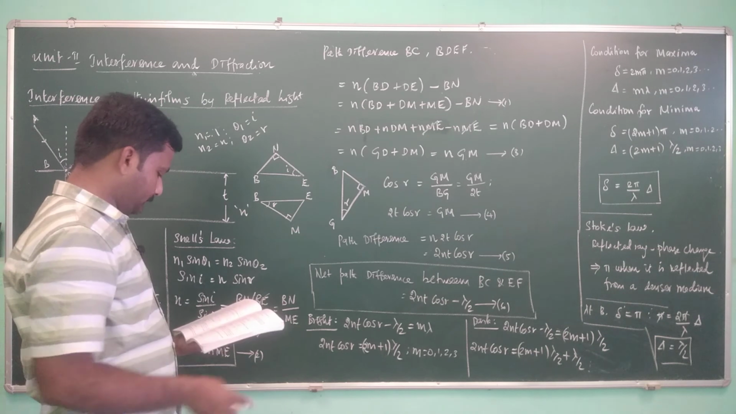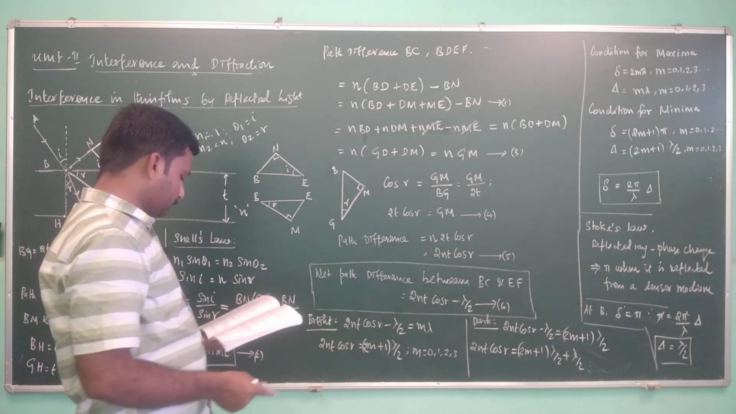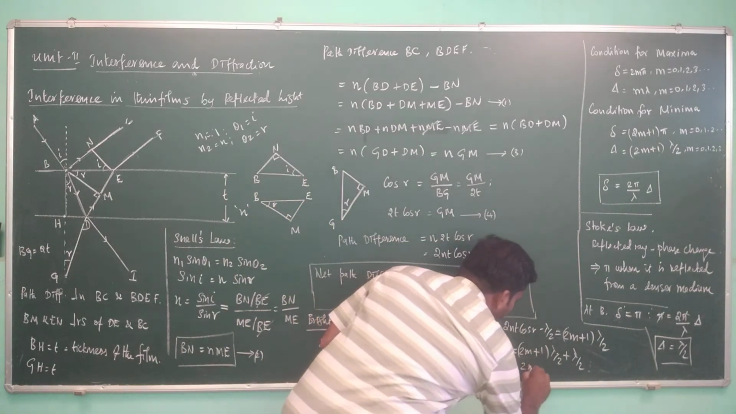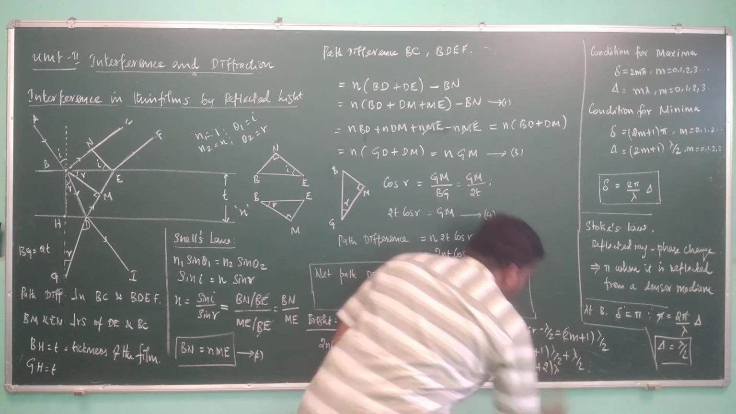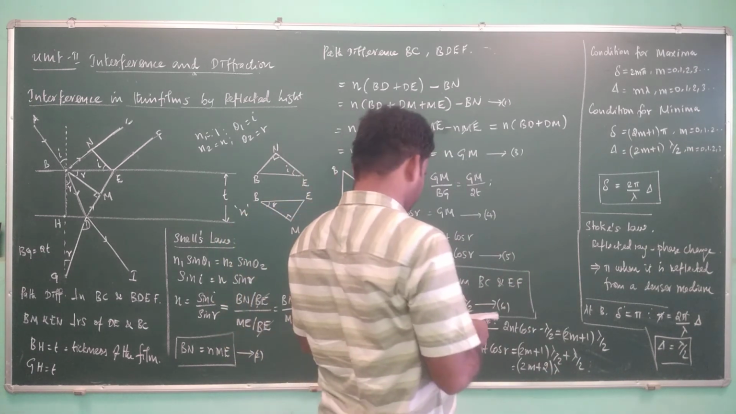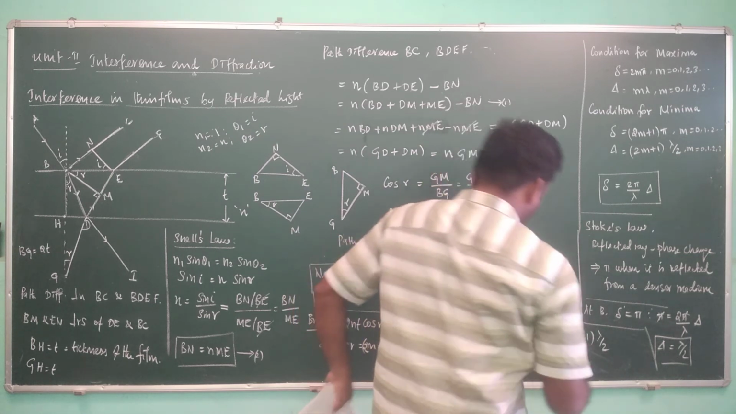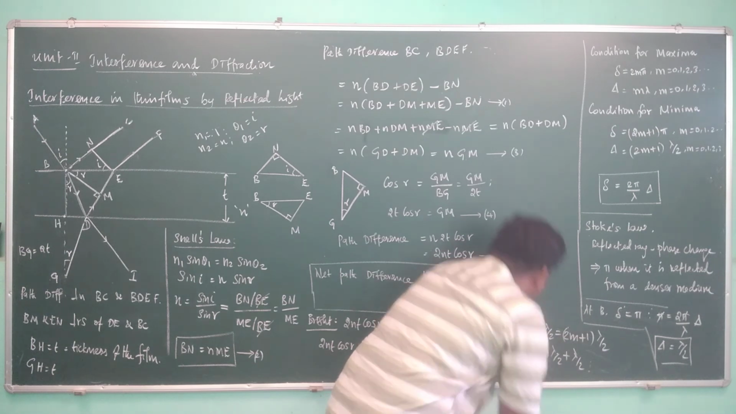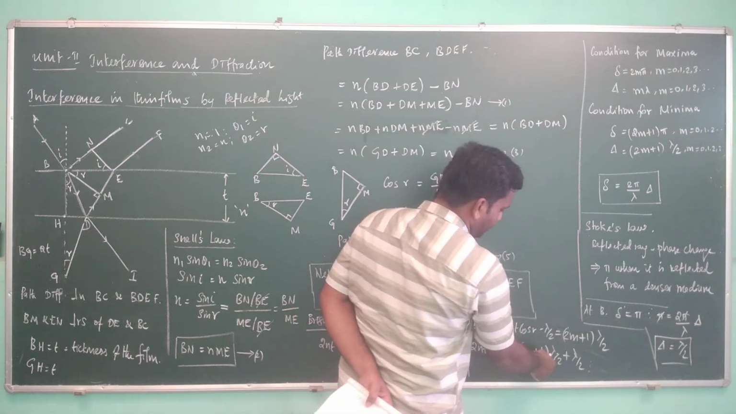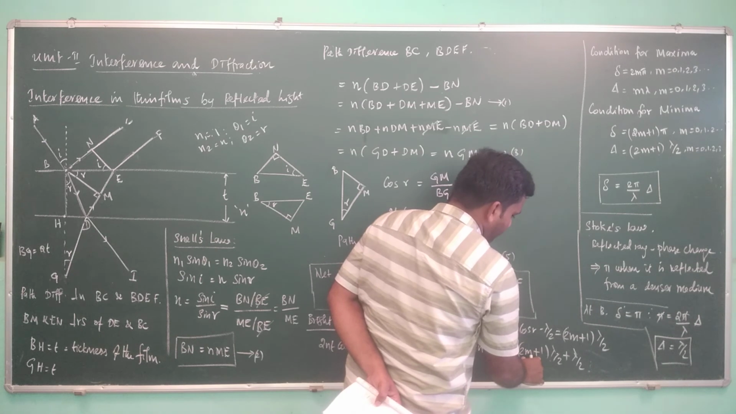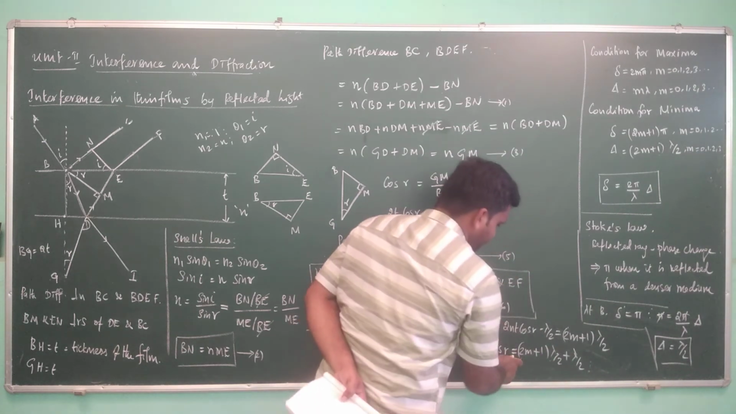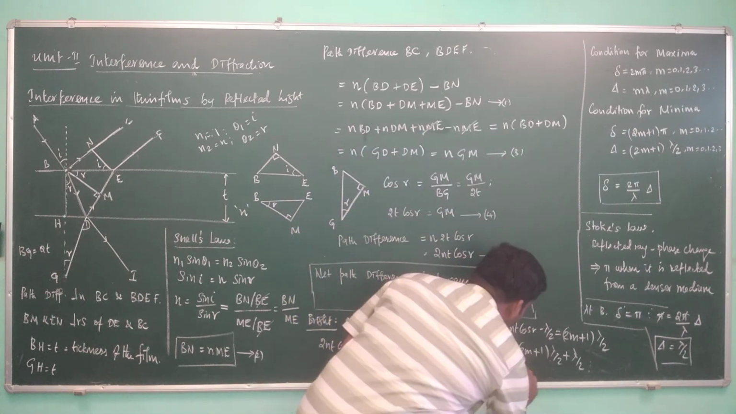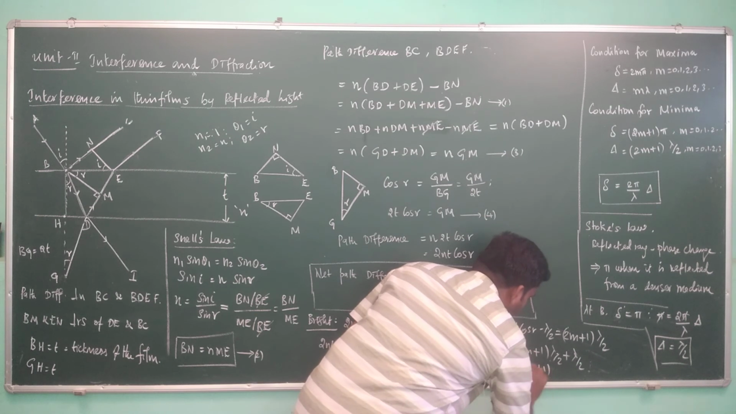So you can write, it becomes 2m plus 2 lambda. Sorry. Here, let's say 2m plus 1 lambda by 2 plus lambda by 2. So you can take out 2m plus 1 common, so that it becomes m plus 1 lambda.